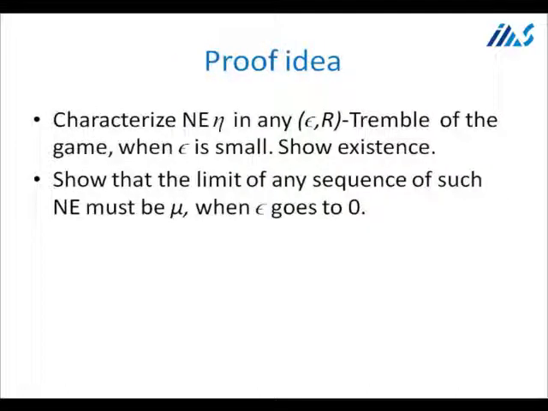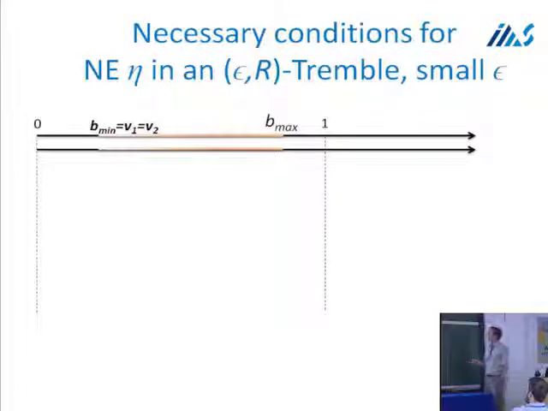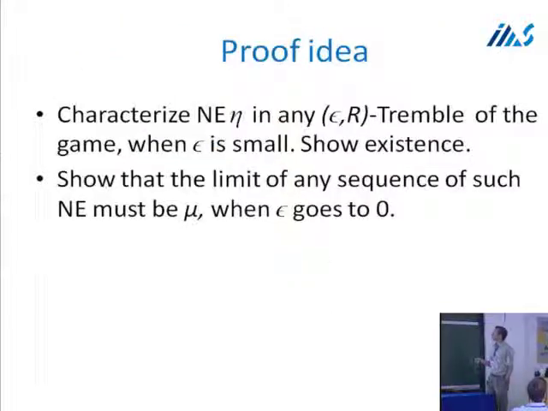Let me briefly talk about the idea of the proof. What we do is basically present the necessary conditions for an equilibrium in this trembling version of the game, and then show that an equilibrium exists. That's actually a non-trivial statement because we have infinite bid spaces and non-continuous utility functions. And then we show that the limit of any sequence of equilibria must be exactly what we predicted.